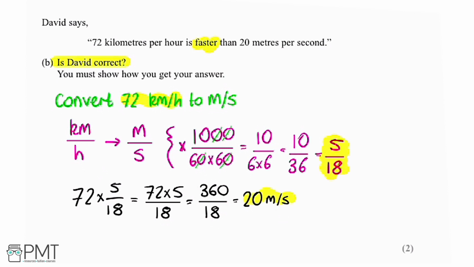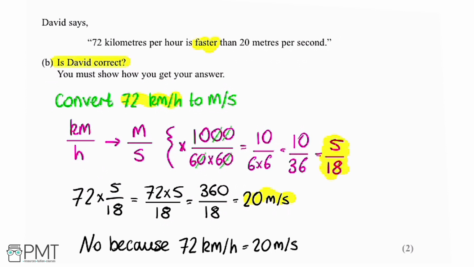Okay, so we need to look back up at the question. We need to answer, is David correct? So David says 72 kilometers per hour is faster than 20 meters per second. Is David correct? No, because they're actually the same thing. So to finish off the question, we just need to put a statement like this, answering the question exactly. So saying no and giving a reason for it, because 72 kilometers per hour equals 20 meters a second.